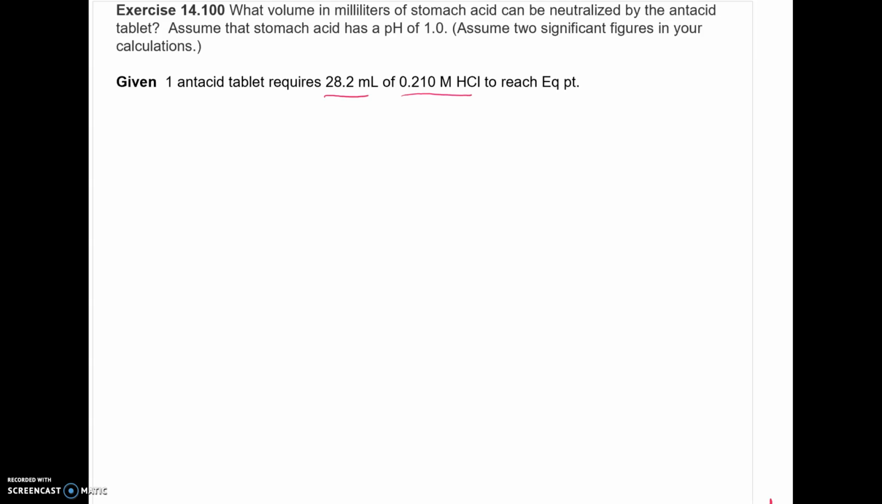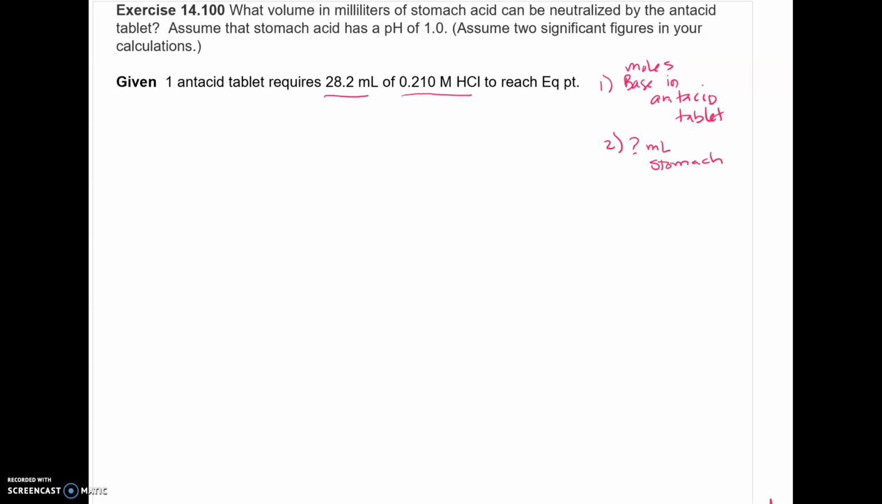So what I'm going to do is calculate how much base is in the antacid tablet. I'm going to get the moles of that. And then I'm going to calculate second how much stomach acid can be neutralized with that amount of base.